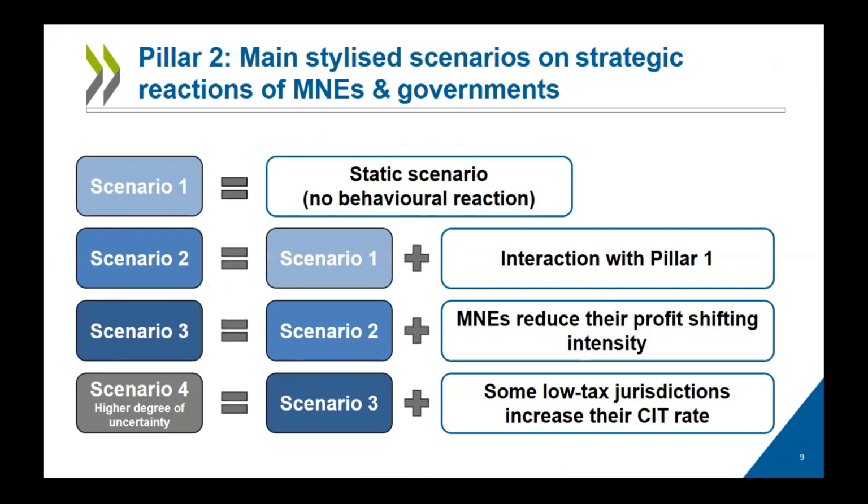Now, in terms of Pillar 2, I mentioned before the need to go beyond a static scenario analysis. What we do is we start with scenario 1, which is a static reaction, no reaction scenario. We then look at scenario 2, which would take into account the interaction between Pillar 1 and Pillar 2, assuming that Pillar 1 would take effect before Pillar 2. We then consider scenario 3, which takes into account the expected reactions of multinationals and reduced profit shifting as a result of the implementation of both Pillar 1 and Pillar 2. And scenario 4, we take into account to some extent some low tax jurisdictions increasing their CIT rate as a result of the introduction of Pillar 2.